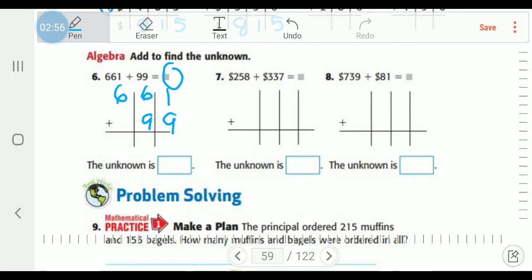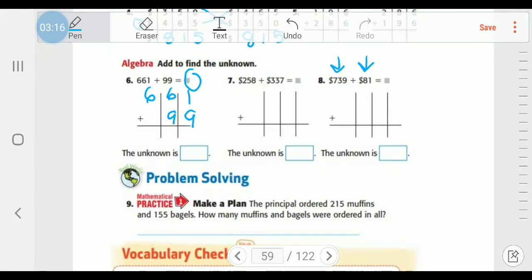On number 8, I want you to be careful, because here's another one. You've got hundreds here and no hundreds here. So make sure that 81 is underneath the 39 of 739. You don't have any hundreds in 81, so be careful when you write that. You guys are doing that on your own as well.